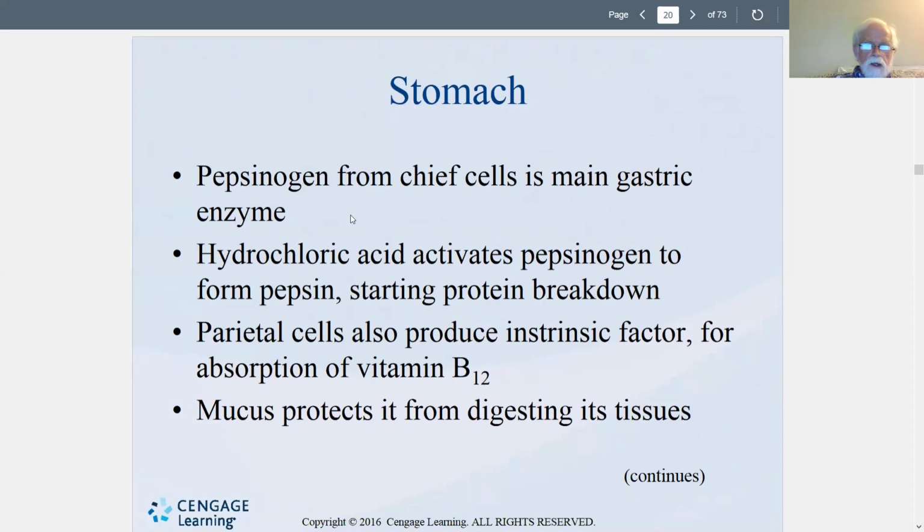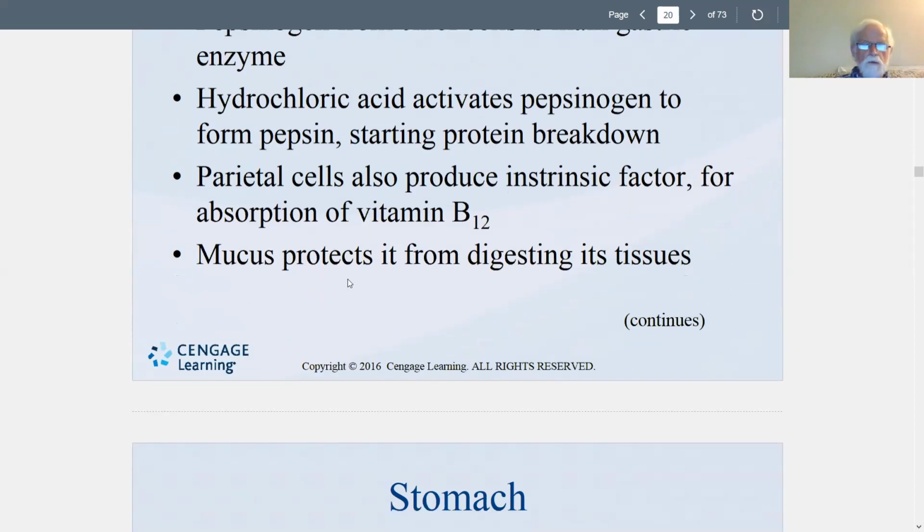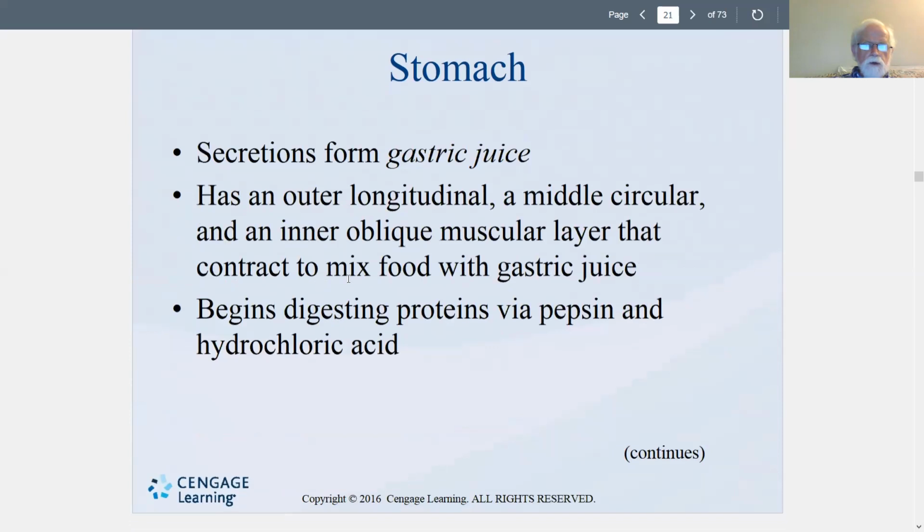Pepsinogen is the main gastric enzyme. Hydrochloric acid activates pepsinogen to form pepsin, which then starts breaking up protein. Parietal cells also produce a factor that will allow for the absorption of vitamin B12, which is a really, well, not nasty, it's a giant molecule. And then, of course, the mucus protects it. Secretions of the stomach form what we call gastric juice.